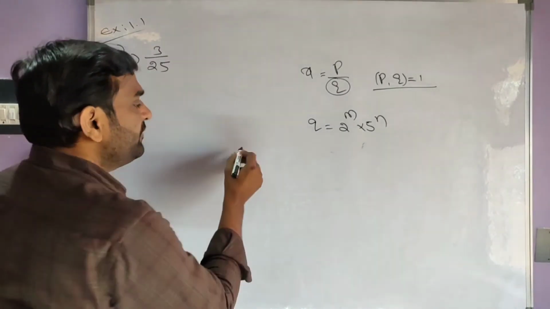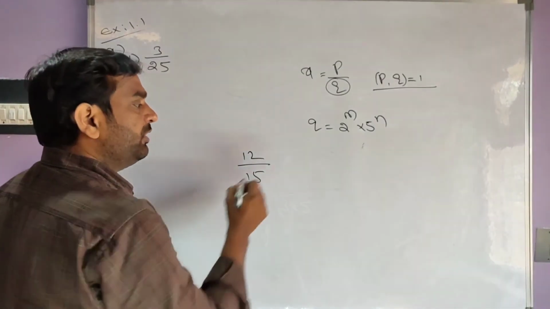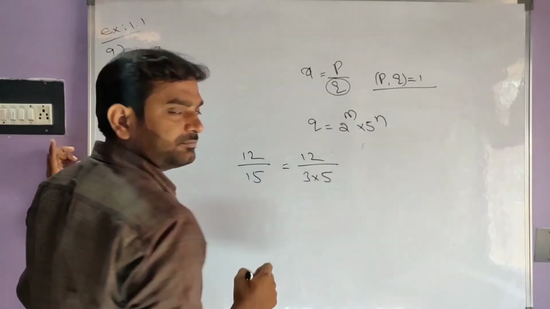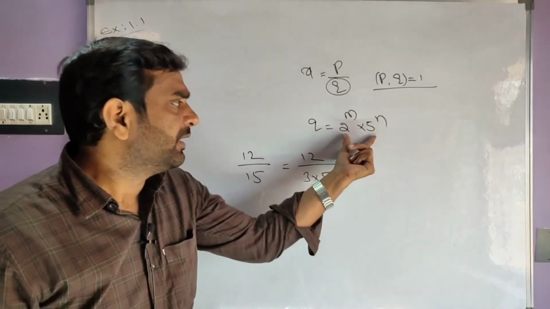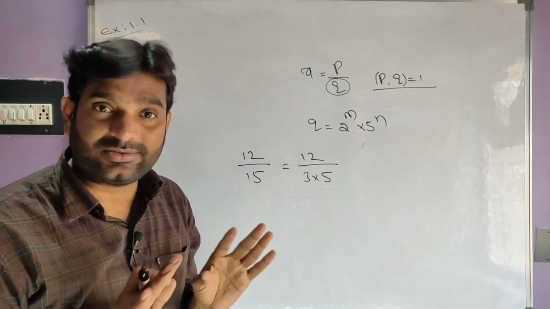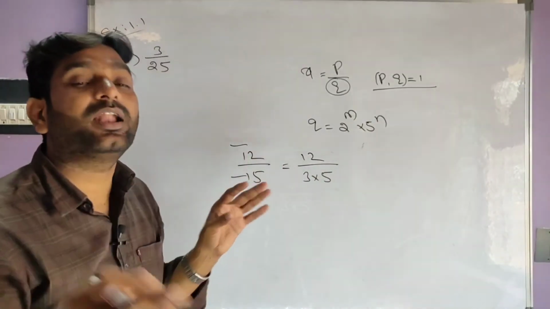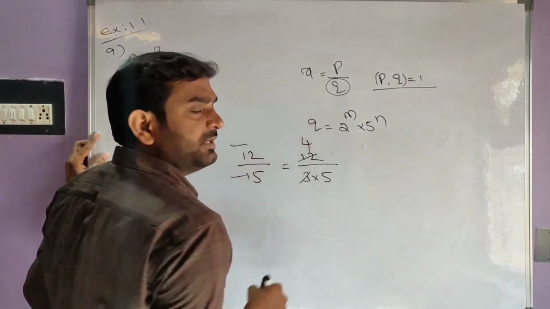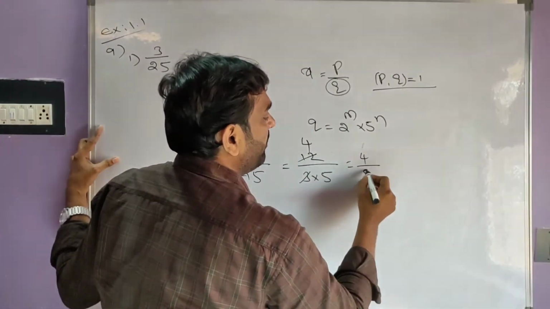Why? Because if you are given 12 by 15, that is 12 by 3 into 5, is it terminating or non-terminating? It's not in the form of 2 power m into 5 power n, so it would be non-terminating. That's wrong, because here 12 and 15 are not co-primes. For that, do like this: first of all, do the simplification. 3 4s are 12, then we get 4 by 5.